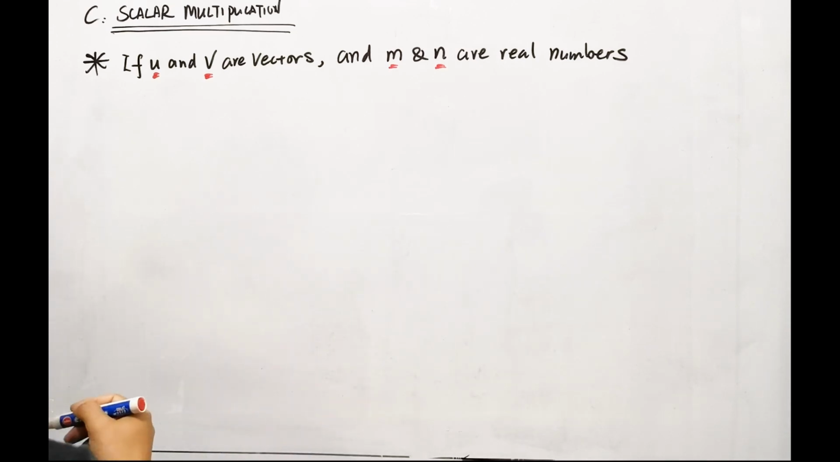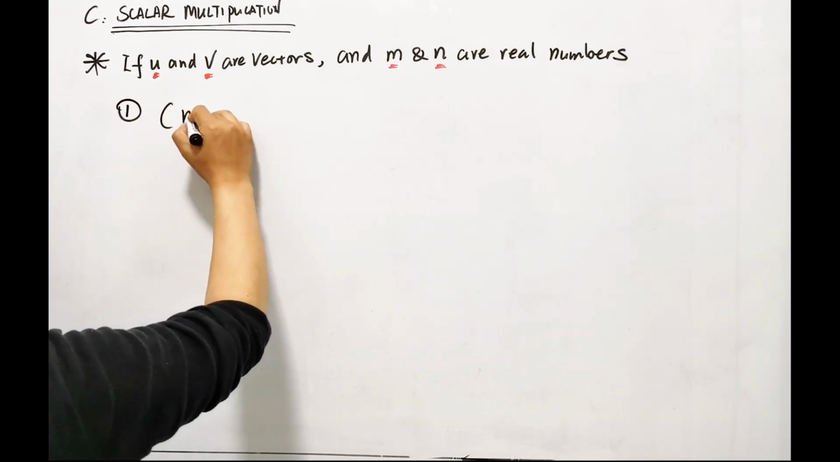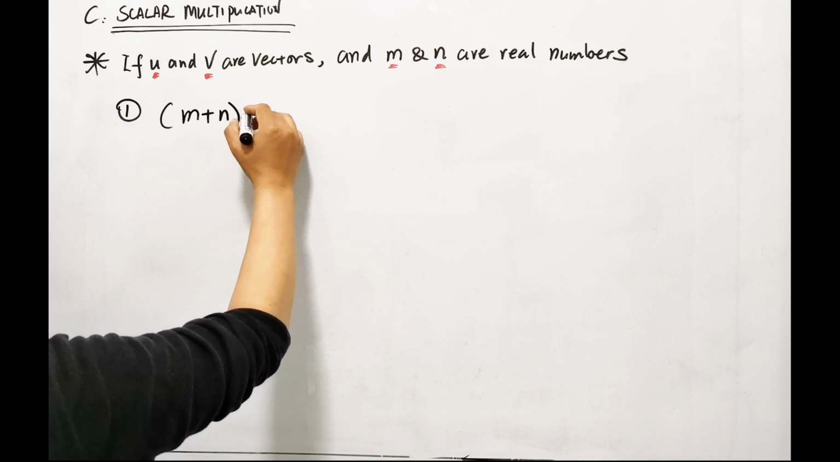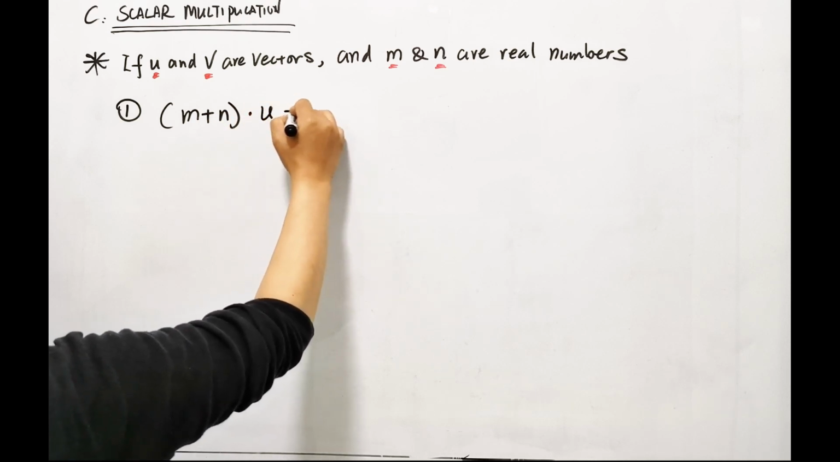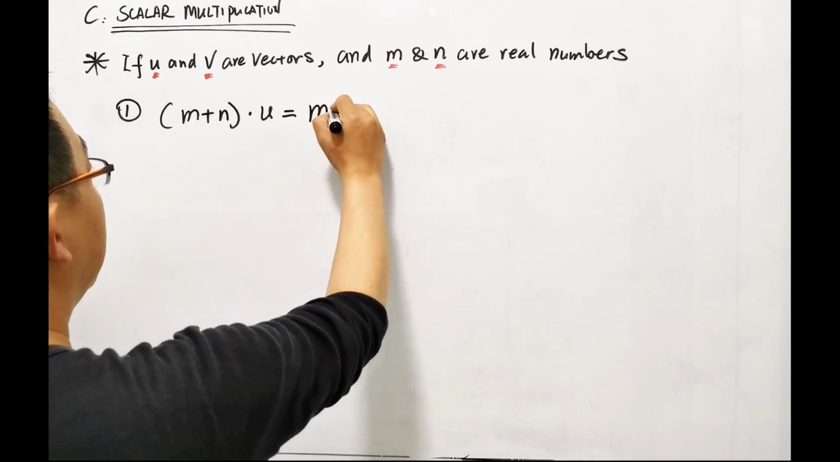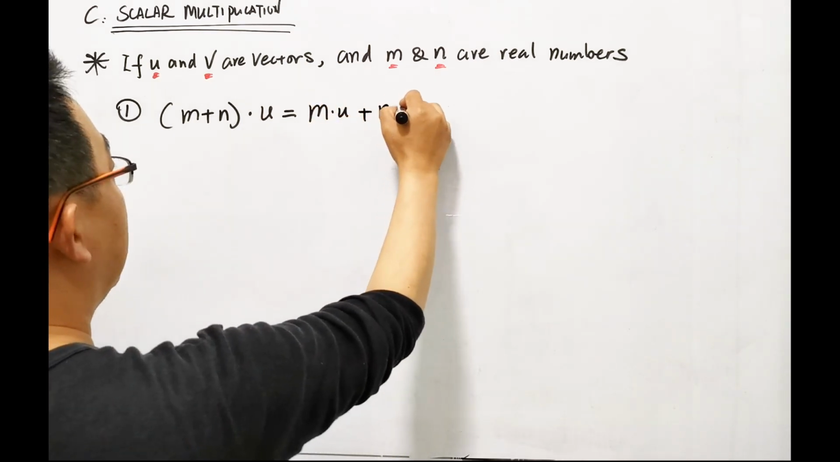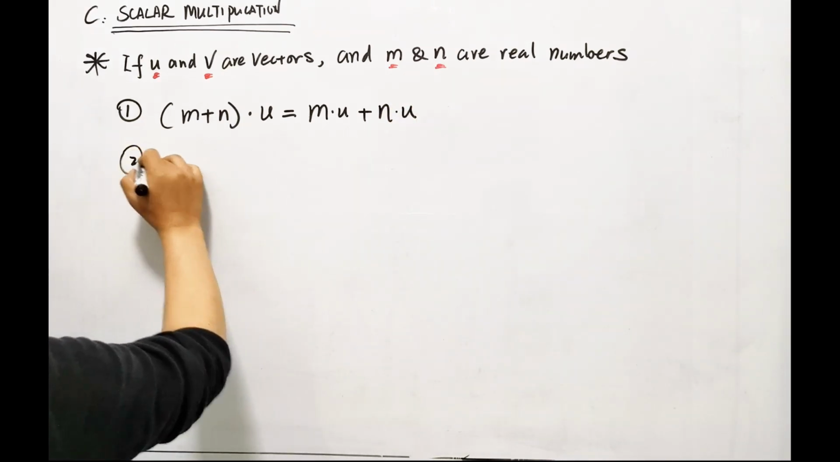Then we will have very important rules. The first one is M plus N times U equals what? We can bring them in: M times U plus N times U, because they are real numbers, right? And the second one, what do we get?